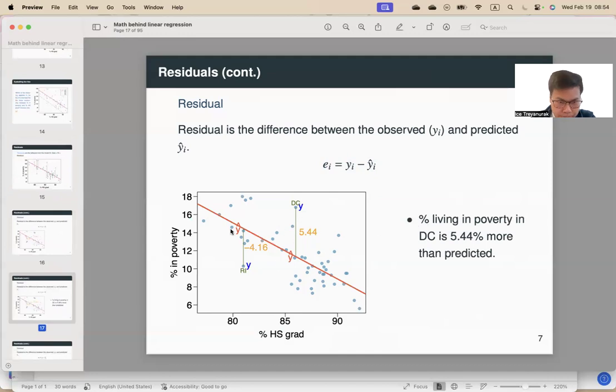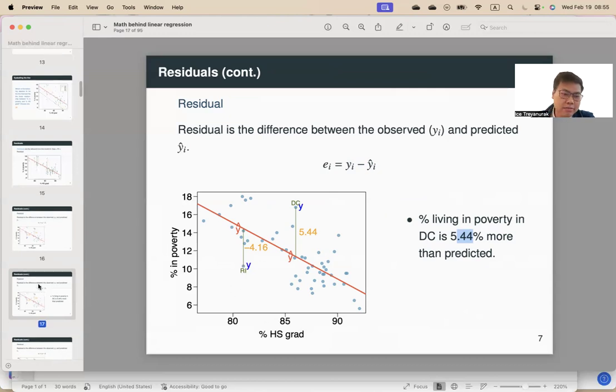So if you use your line of best fit, you're going to predict about an 11% poverty rate, but the real poverty rate for DC is not 11%. It's more like 17 something percent, and we get 5.44% more. So that's your residual. The residual for Rhode Island, the difference is from about 14.5 to about 10.5, somewhere about a 4% residual.